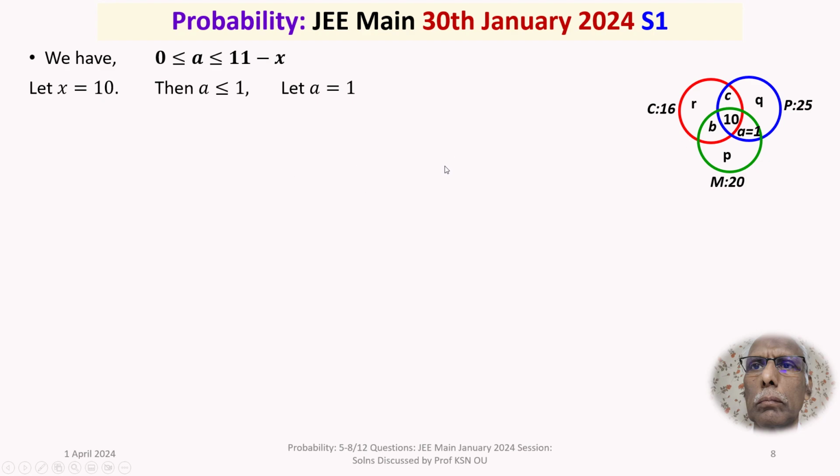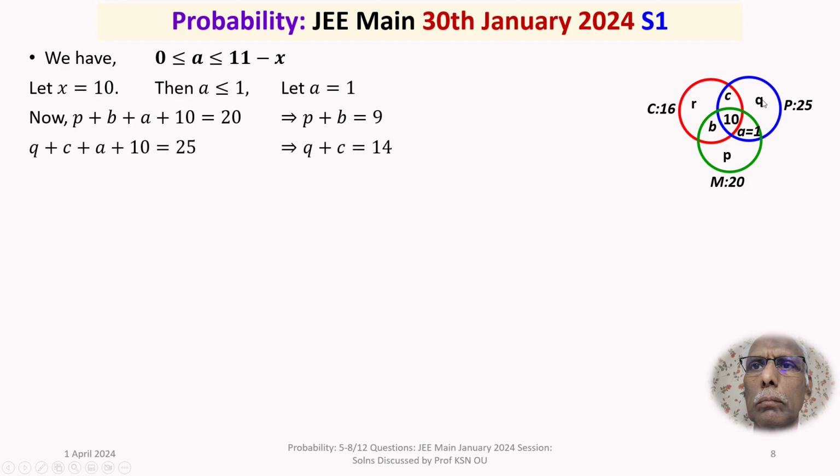This is possible. Now, as we have seen earlier, P plus B plus A plus 10 is 20. Then P plus B will be 9. And Q plus C plus A plus 10 is the number of students who passed physics, that is 25. Simplify, Q plus C is 14. Also R plus B plus C plus 10 is 16. Then R plus B plus C will be 6.